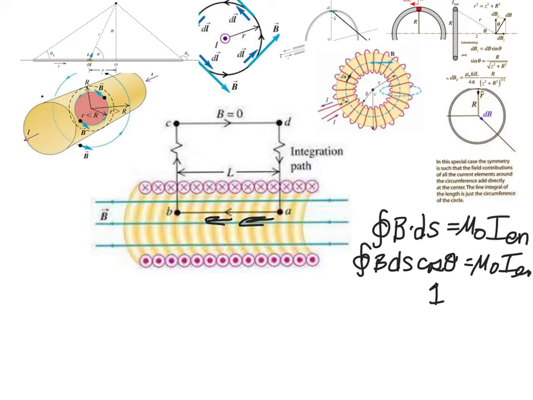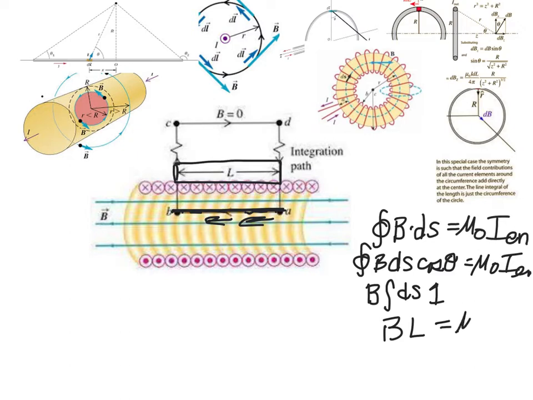And whatever the magnetic field is here, we don't know what it is, but whatever it is, it's constant. So since it's constant, it can come out of the integral. And all we got to do between A and B is integrate all the ds's. And if we take every ds from A to B, then that's just the length L. So this side of the equation simply becomes B times L, and that's going to be equal to mu naught times the current enclosed in the loop.